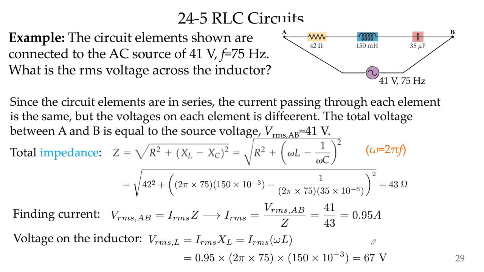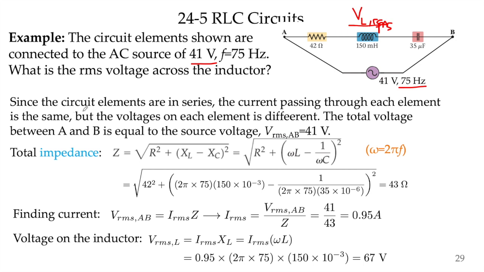Okay, so now let's do this example. The circuit elements shown in the circuit are connected to the AC source. Again, these are just like in the previous slide, they are in series. So the voltage is 41 volts and the frequency is 75 hertz. The question is, what is the RMS voltage across the inductor? So it's basically asking VL, not the maximum value, but the question is asking RMS.